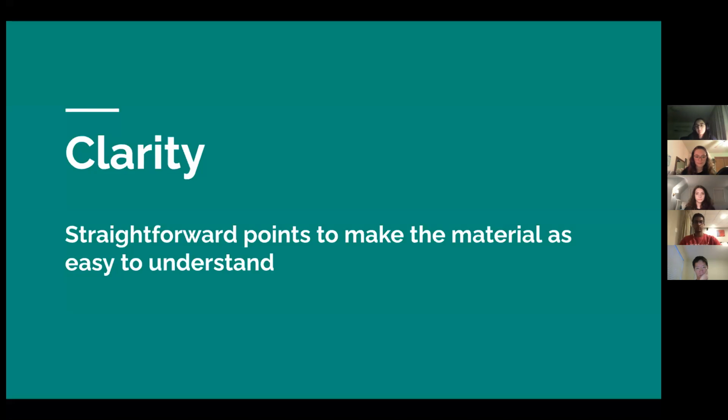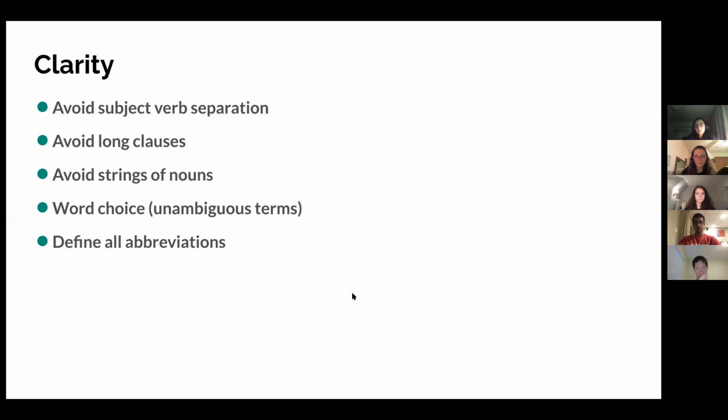So starting with clarity. Clarity is important when presenting as it helps the audience that comes from different research backgrounds to understand the material you're presenting by implementing straightforward points in your presentation. So there's a couple of things that you want to keep in mind when considering clarity for presenting. You want to avoid verb separation, avoid long clauses, avoid strings of nouns, use word choice that is unambiguous, and define all the abbreviations that you use, which is especially important in fields like biology when you're talking about proteins or genes that have quite long names.